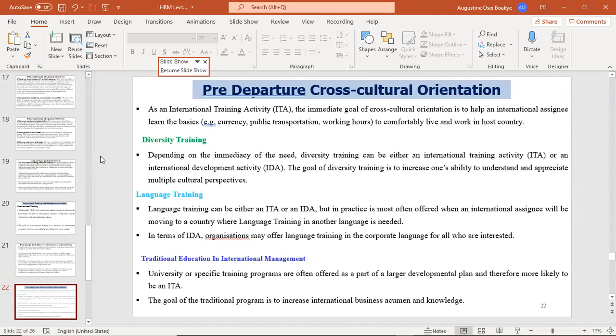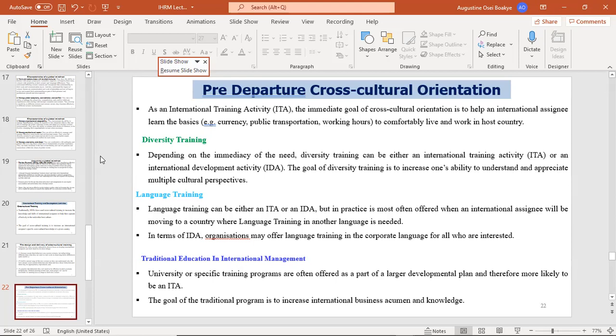Now, pre-departure cross-cultural orientation. Pre-departure cross-cultural orientation primarily considers the training or preparatory program that is administered to prepare expatriates or international assignees and their family members for the task that they will be carrying out on their international assignments. As an international training activity, the immediate goal of cross-cultural orientation is to help an international assignee learn the basics.